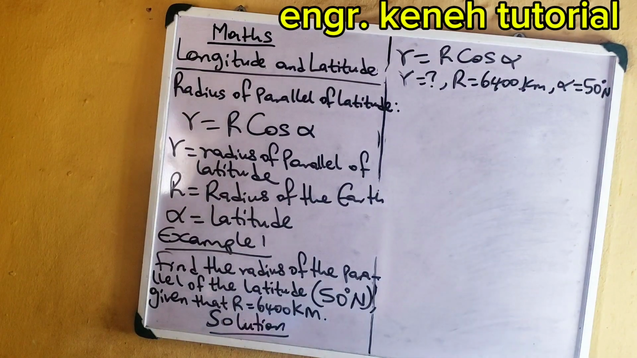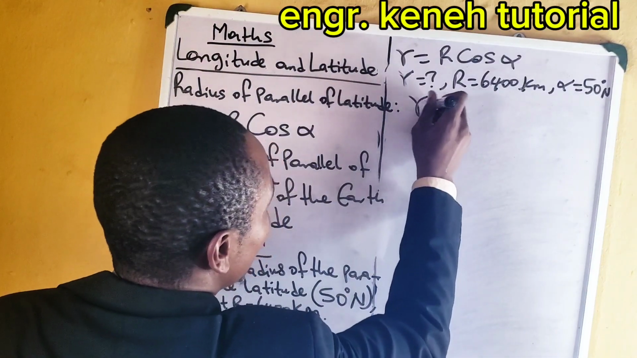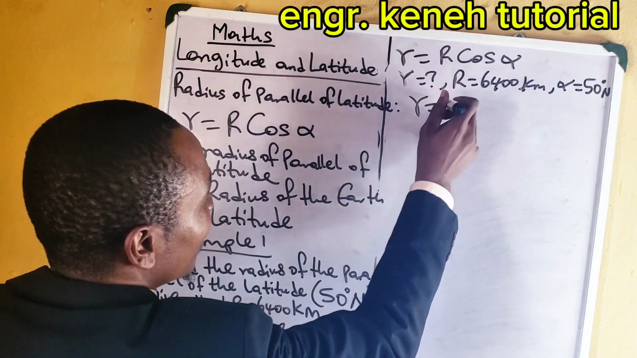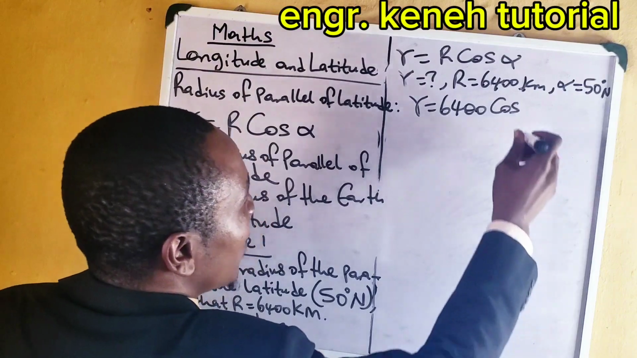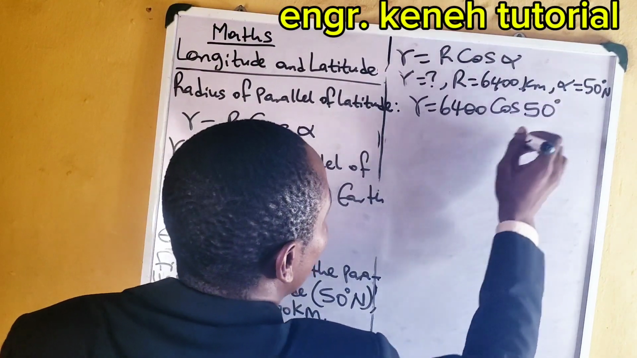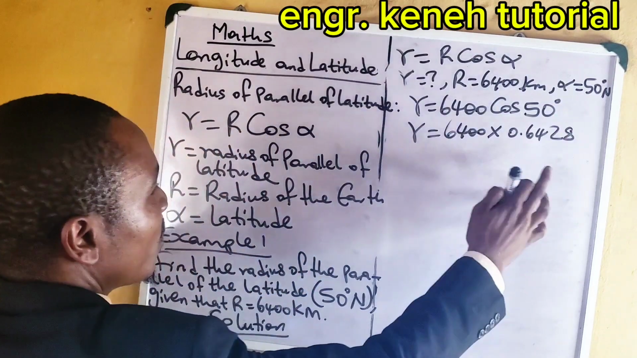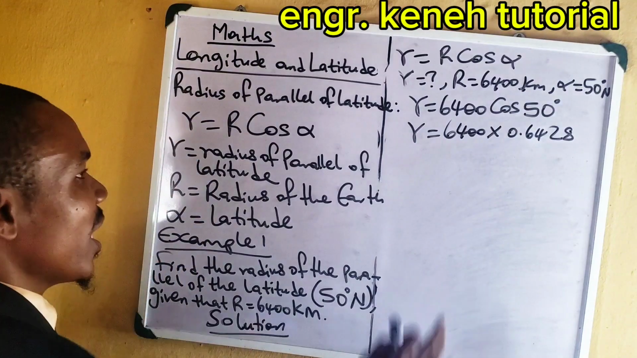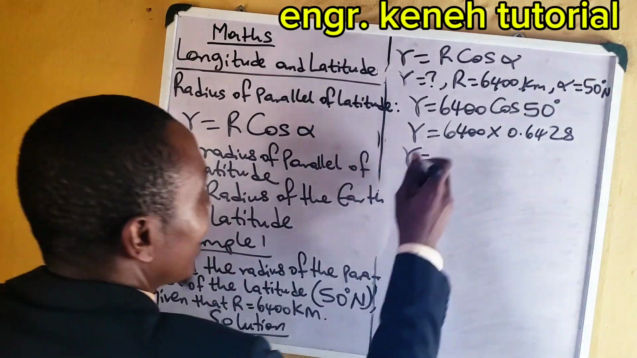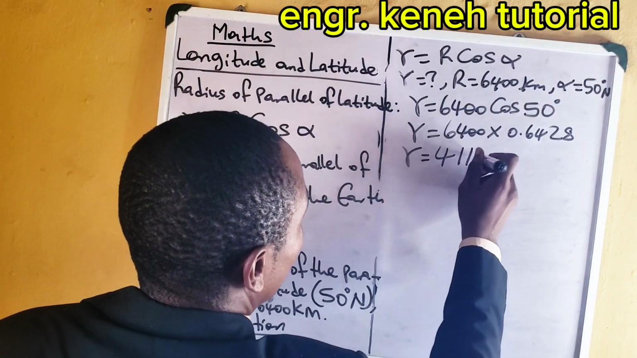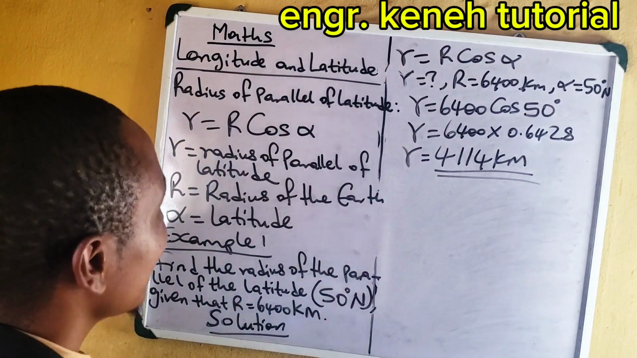So the only unknown we have here is small letter r. We substitute: in place of capital letter R, you write 6,400, then cos, and in place of alpha, you write 50 degrees. Cos 50 degrees is 0.6428. So we have 6,400 times 0.6428, which gives us 4,114 kilometers. That is how it can be solved.